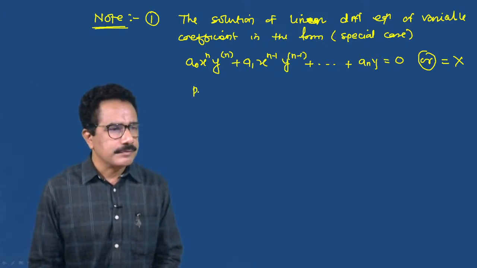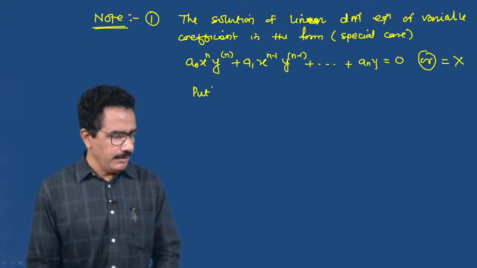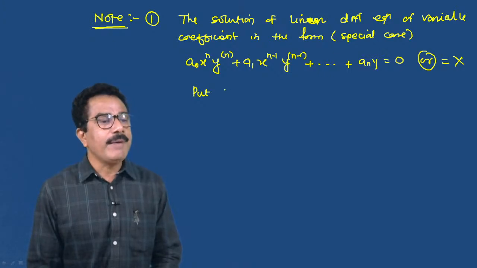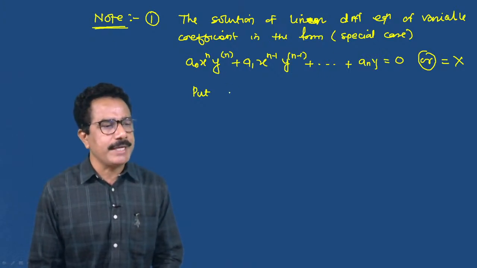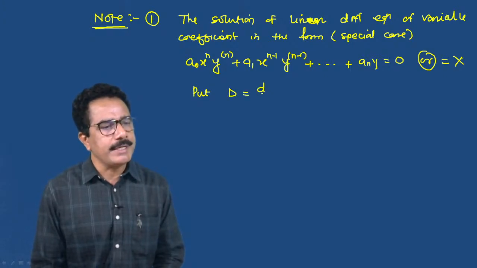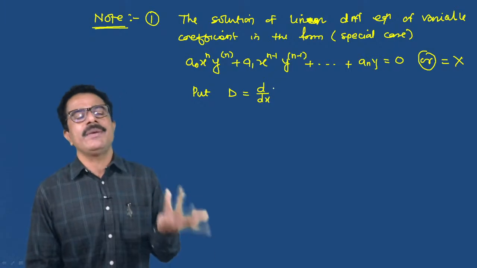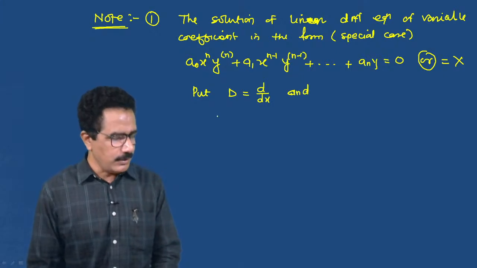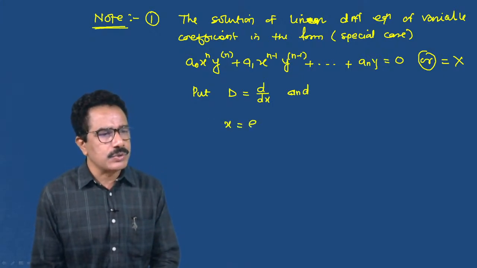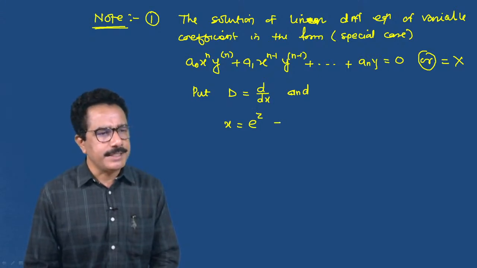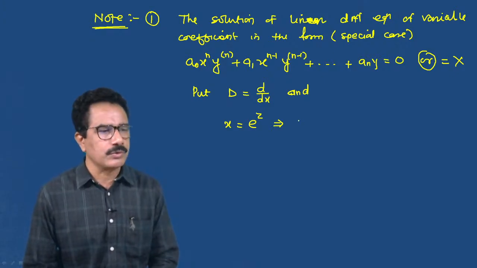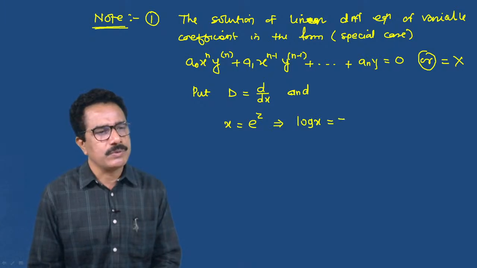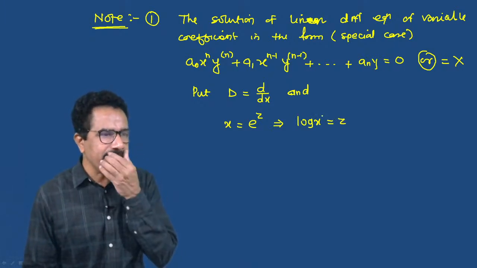Put, see this, how to solve? Put d by dx, y raised to n means actually d is equal to d by dx, we consider d by dx, and also we have to put x equals e raised to z. This implies that log x equals z, असं सुद्धा लिहू शकतो. मग हे ऑपरेटर इक्वेशन कसं बनतं पहा.